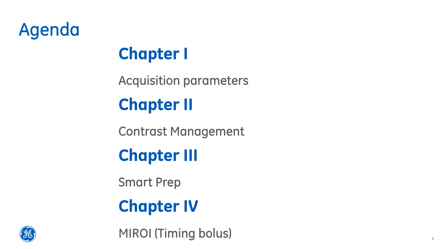So these are the different sections of the presentation. We're going to look at acquisition parameters and then contrast management. We're going to look at the Smart Prep technique and the timing bolus Mirror technique.